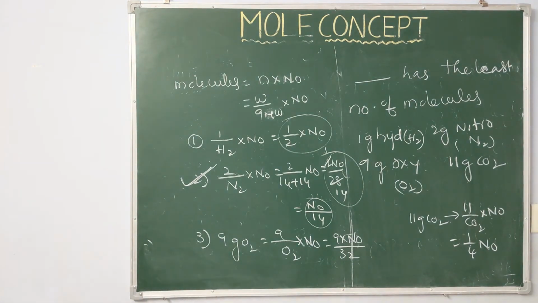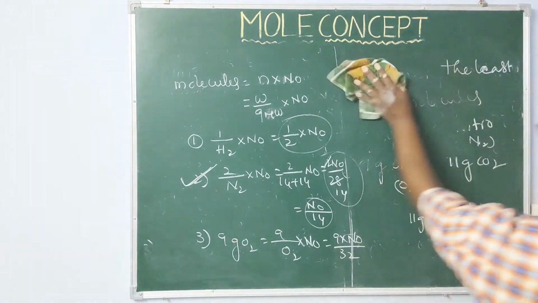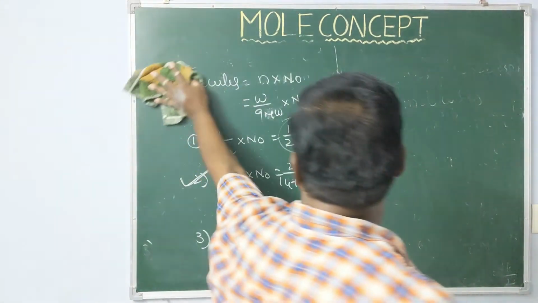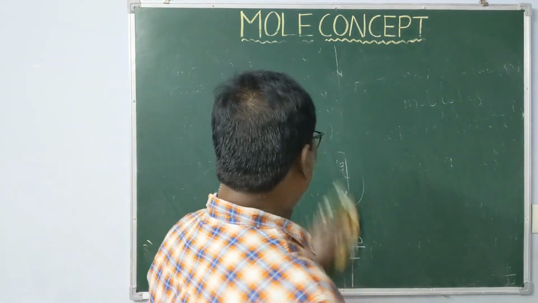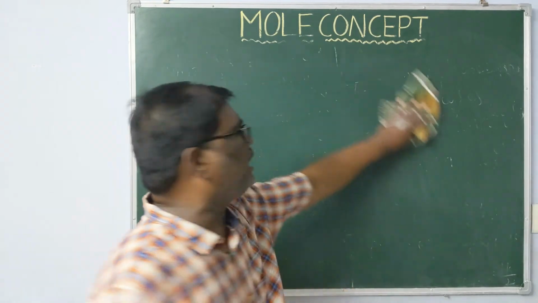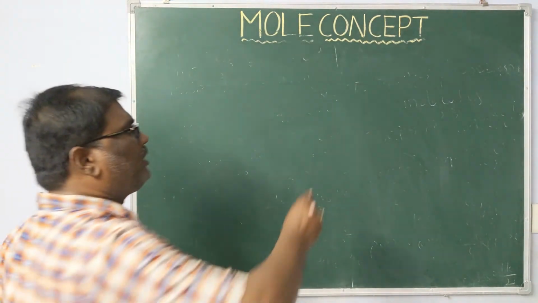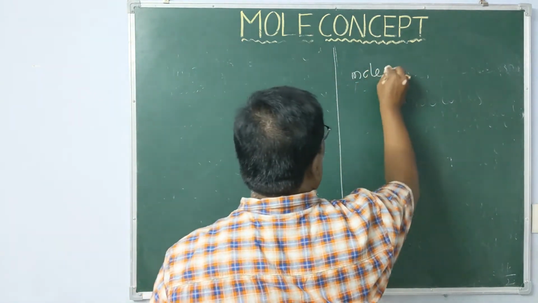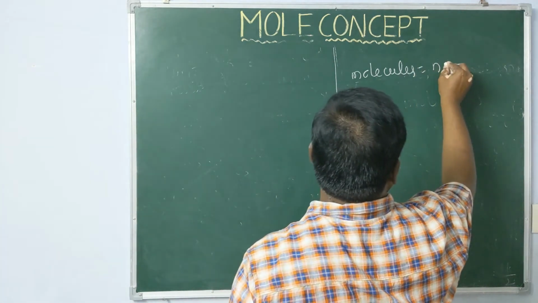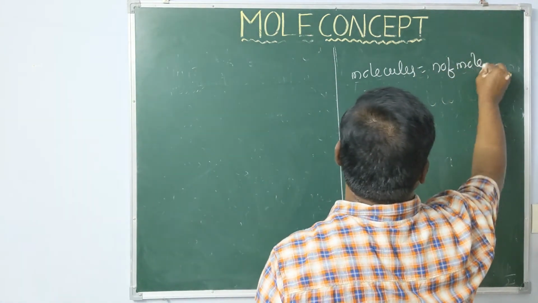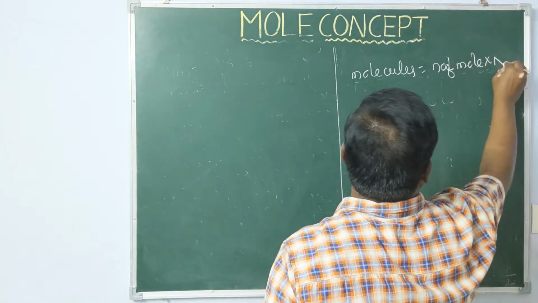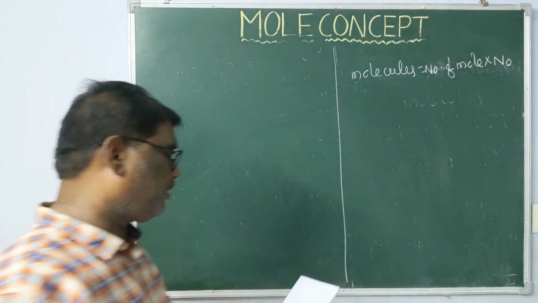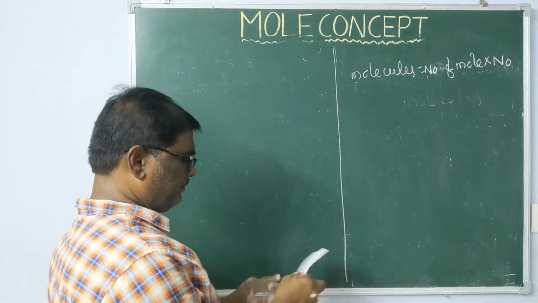The next question. What is the formula used for the number of molecules? Number of molecules is equal to number of moles into Avogadro number. This is the formula used.